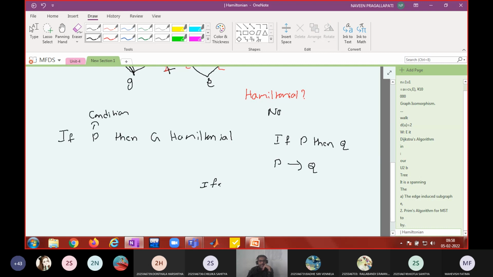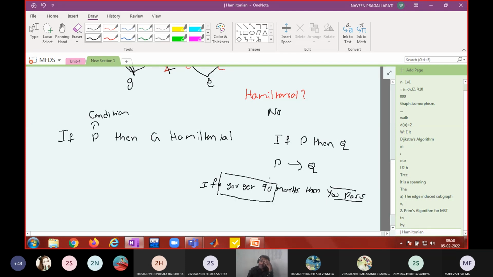If you get 90 marks, then you will pass. To pass the exam, getting 90, is this necessary or sufficient? Necessary, sufficient? Sufficient, right? So if this condition is satisfied, you will pass. If this condition is not satisfied, will you say that you will not pass? May or may not, right?